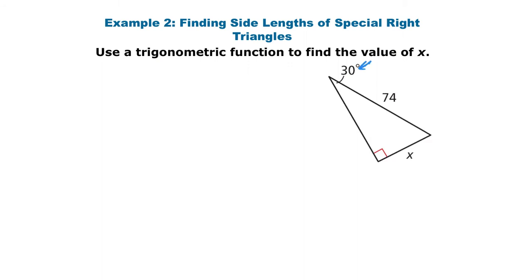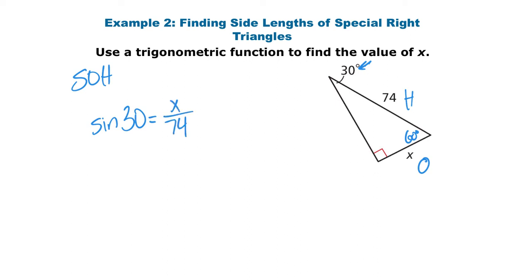Here's 30 degrees, so I know the other angle is 60, and I recognize this as a special right triangle. Now I'm looking at the 30-degree angle, and the sides I'm working with are the opposite and the hypotenuse in relation to that. And so thinking of SOH CAH TOA, I know I'm going to be using sine. So the sine of 30 is going to equal x over 74.